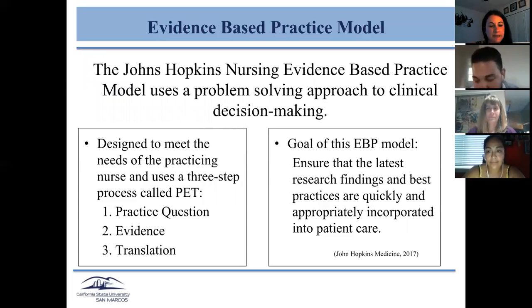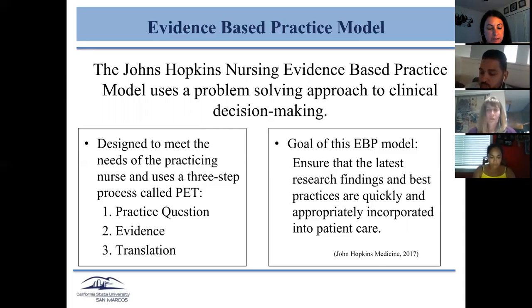The evidence-based practice model that was used to evaluate the use of aromatherapy in nauseated patients was the Johns Hopkins Nursing Evidence-Based Practice Model. This EBP model uses a problem-solving approach to clinical decision-making. The user-friendly tools of this model help the nurse to use evidence-based tools in their everyday nursing practice. The 3-step process of PET, which is practice question, evidence, and translation, helps to guide the EBP process.